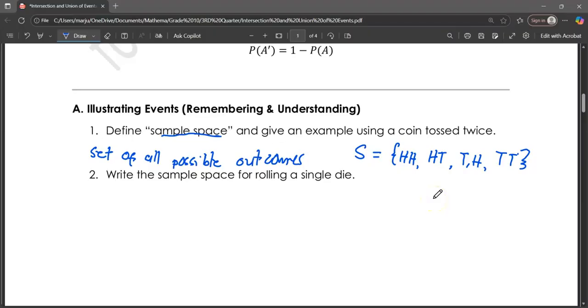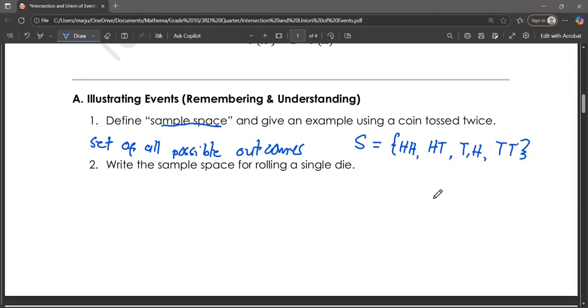Let's do number 2. Write the sample space for rolling a single die. So what is our sample space when we roll a die? Our die has 6 faces, right? And it's numbered 1, 2, 3, 4, 5, 6. So our sample space will be 1, 2, 3, 4, 5, and 6. It can't be 7 because our die has just 6 faces.